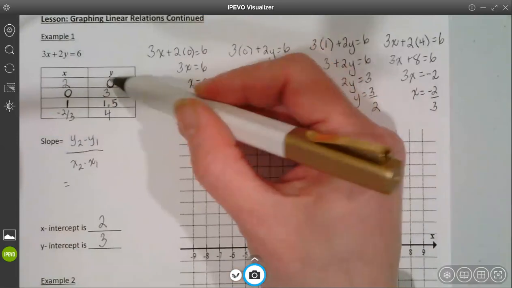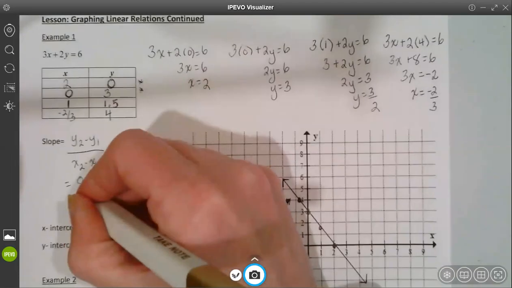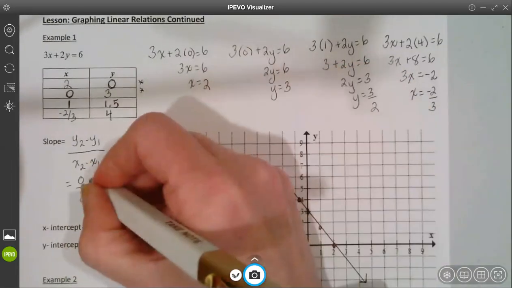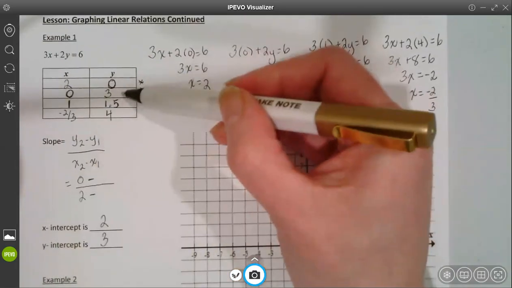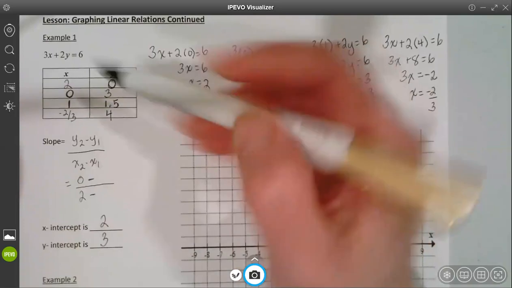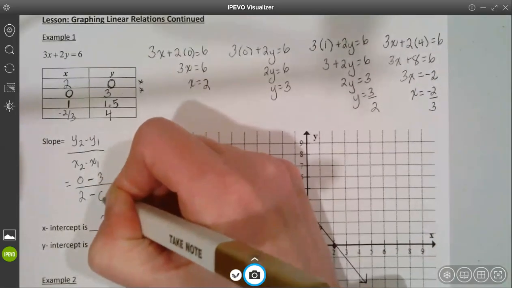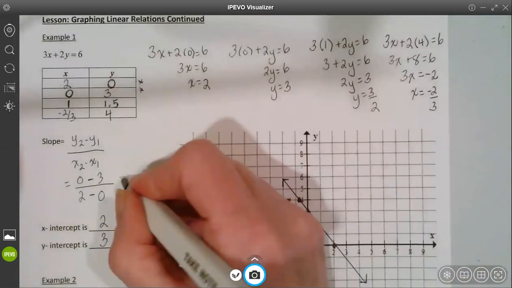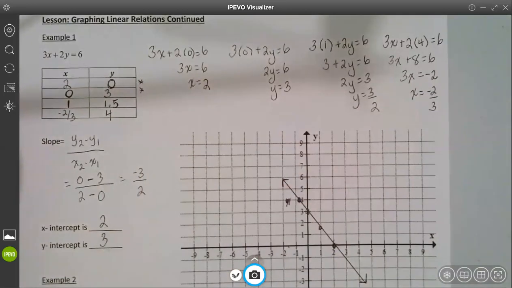So I'm going to start here with this first point. The y value is 0 and its partner is 2. So I'm going to put the 2 in the denominator, put in my subtraction signs, and then moving to the next point, 0, 3, the y value is 3 and the x value is 0. And when we clean this up, we're going to get -3 over +2. So we have a slope of -3 over 2.